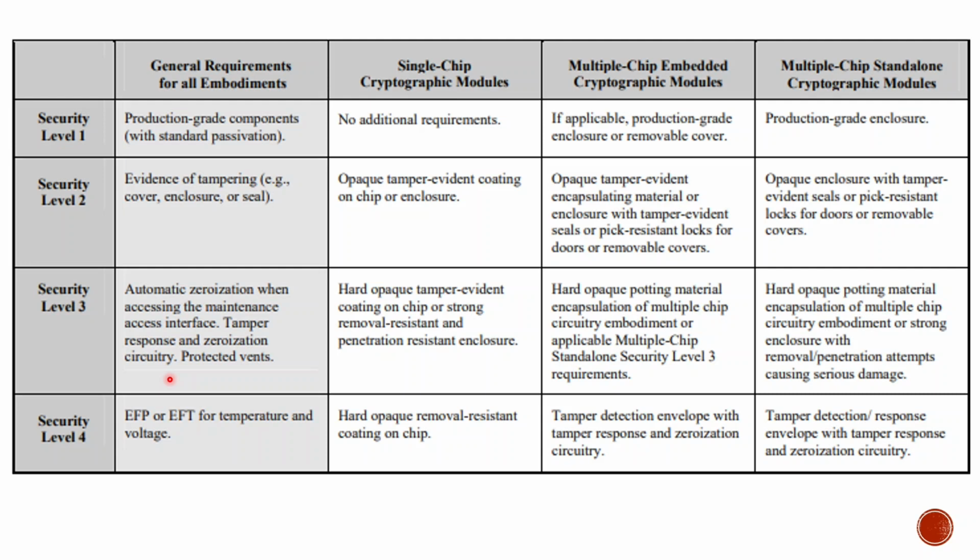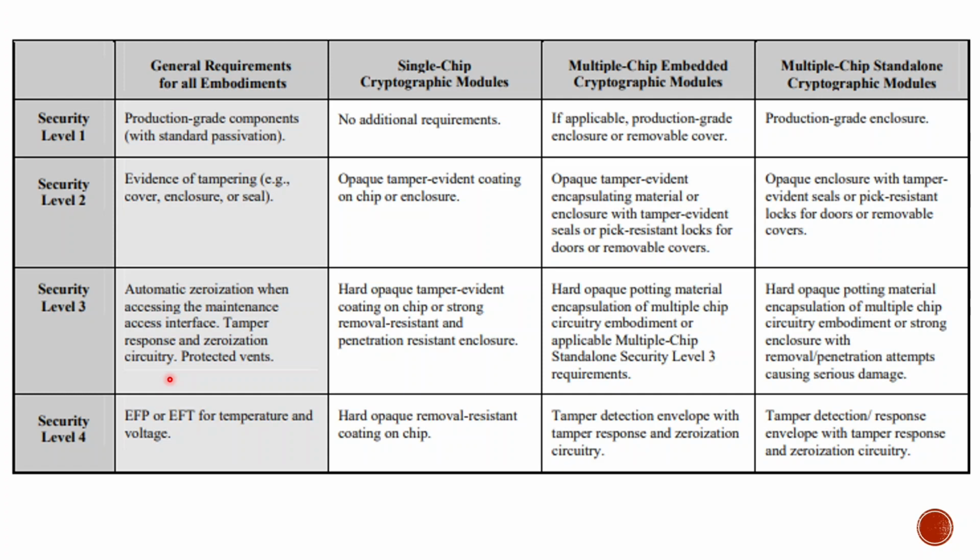All the plain text, secret and private keys and critical security parameters must be zeroized when the maintenance access interface is accessed. The documentation must contain the details of all the implementations of these mechanisms. At level 4, EFP or EFT mechanisms for temperature and voltage resistance must be included, which will be discussed in the next slide.